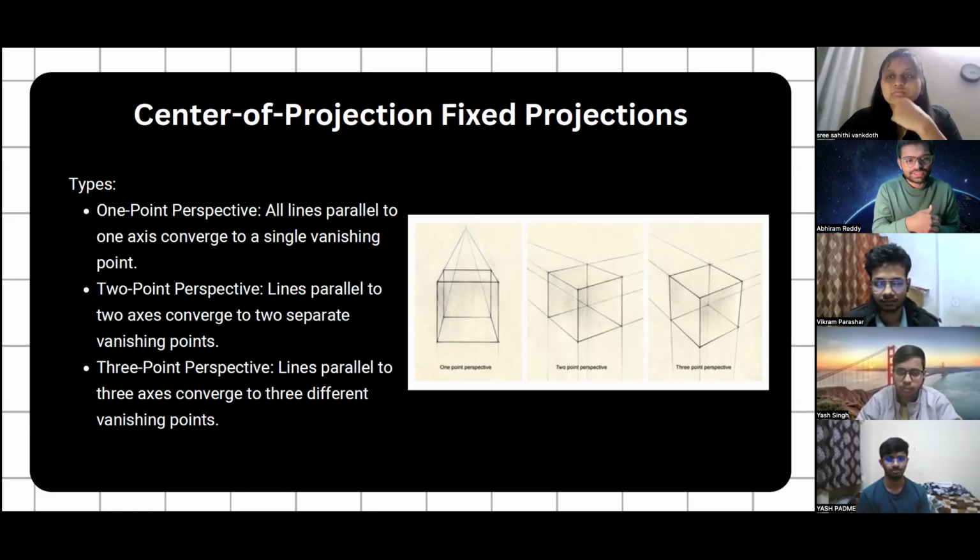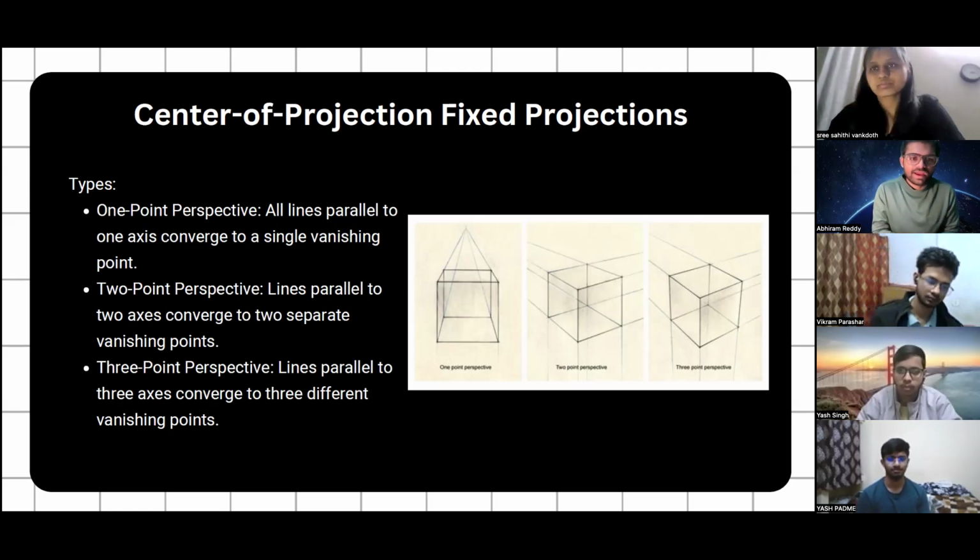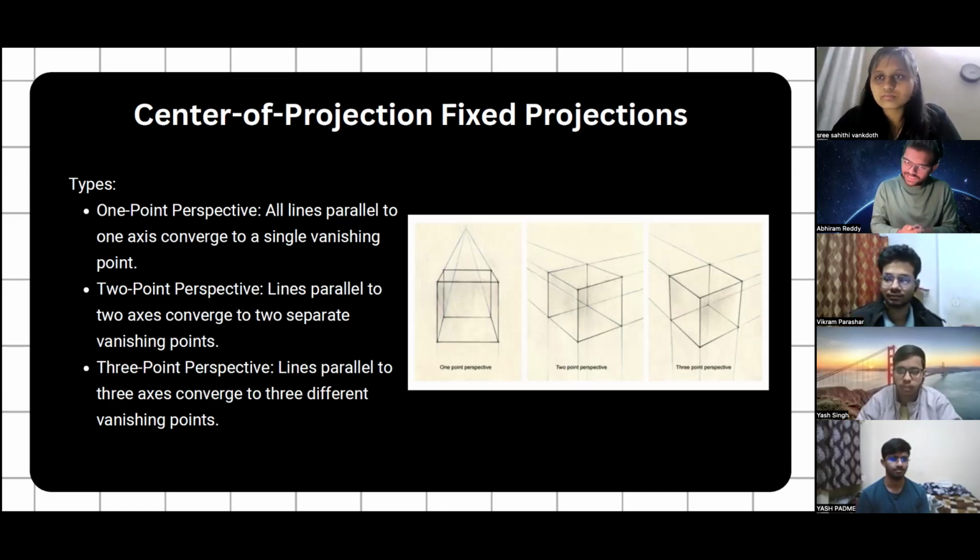There is also the two point perspective, in which two vanishing points are taken into consideration, and lines parallel to these two axes converge to two separate vanishing points. In the three point perspective, it's the same thing, but here we take into account three vanishing points, and three axes converge to three different vanishing points. Three point perspective is also called a bird's eye view of an object. Next slide.